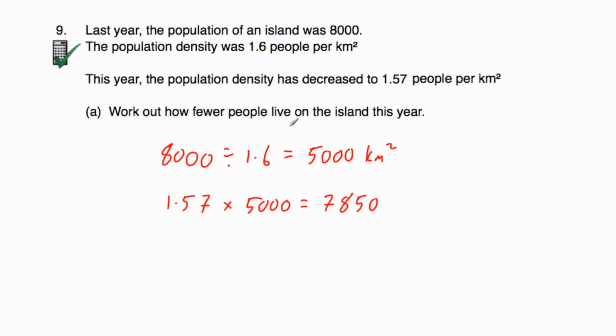And we're asked to find out how many fewer people live on the island. So we're going to do 8,000 take away 7,850, and that's equal to 150. So there's 150 fewer people that live on the island this year. So let's write that down.